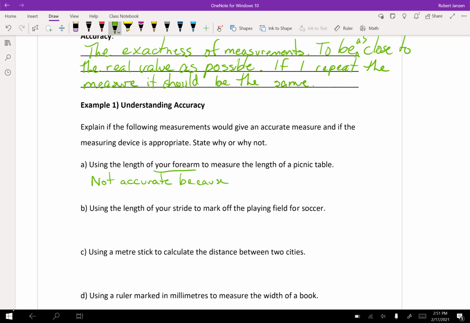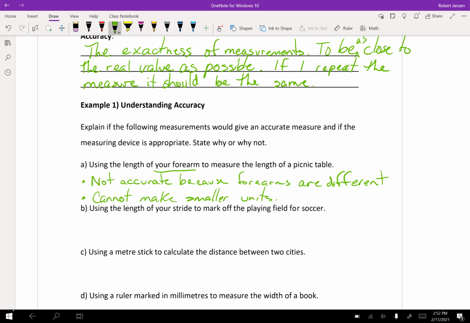because forearms are different. Everybody has a different length forearm. So if I say it's 4 forearms and you say it's 3.5, we're not getting the same answer over and over again. It's also not very good because you can't make smaller units. It's a large unit of measure. You can't do fine little precision measurements. So let's put that as well. Cannot make smaller units.